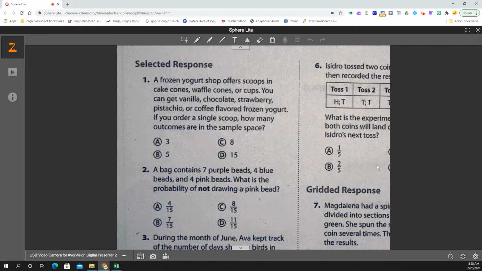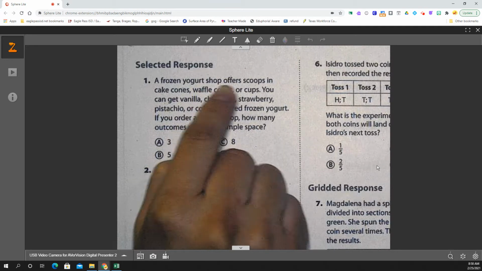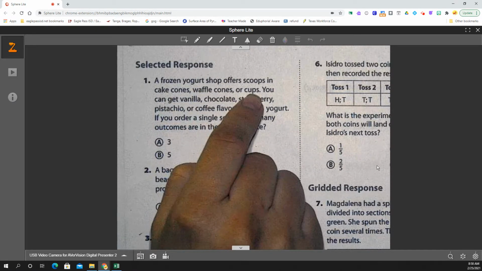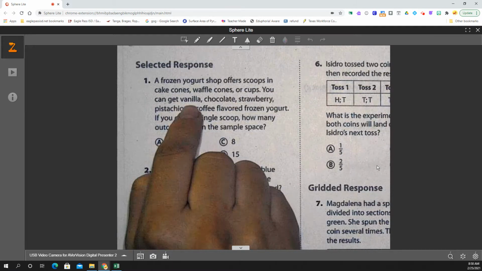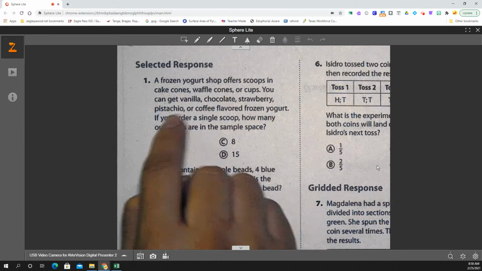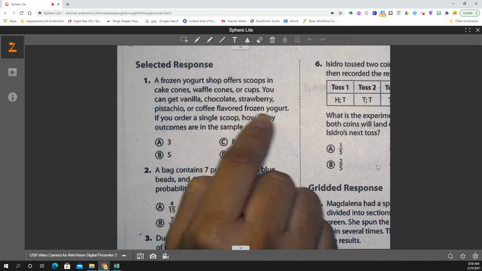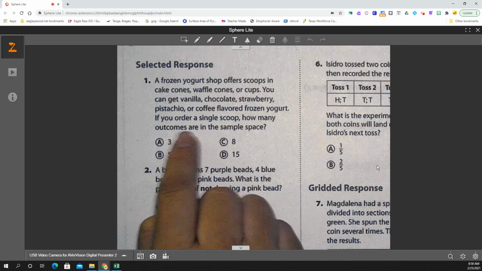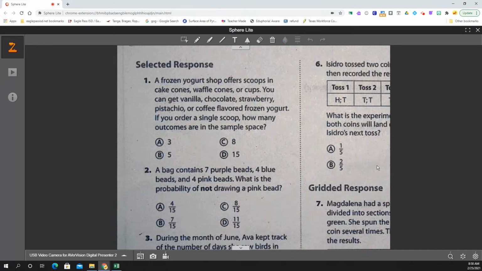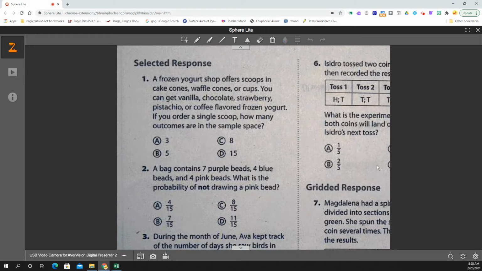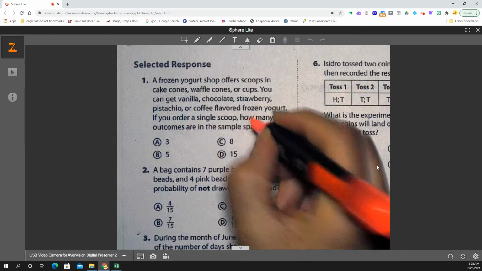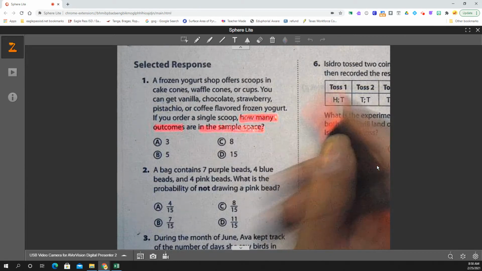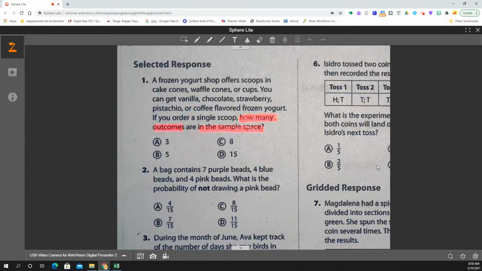Here it is. A frozen yogurt shop offers scoops in cake cones, waffle cones, or cups. You can get vanilla, chocolate, strawberry, pistachio, or coffee flavored frozen yogurt. If you order a single scoop, how many outcomes are in the sample space? So, what do we want to know? We want to know how many outcomes in the sample space. So, we need to create a sample space.